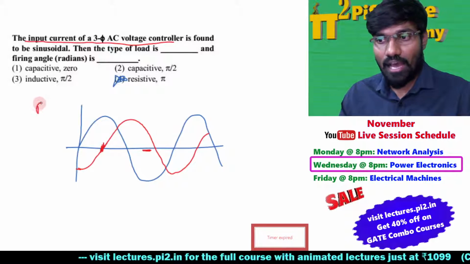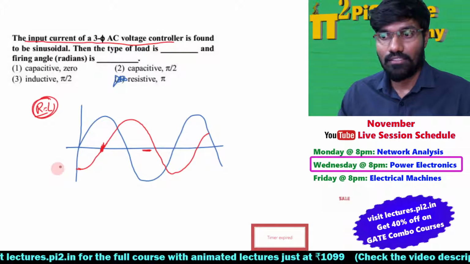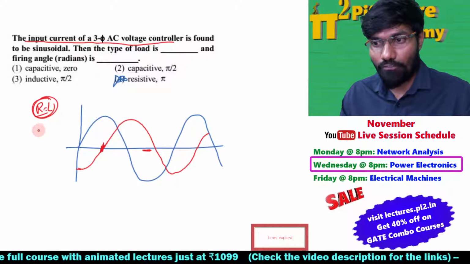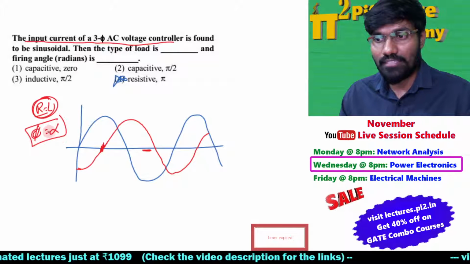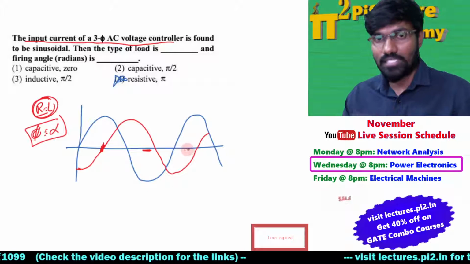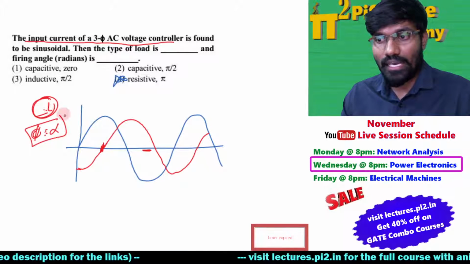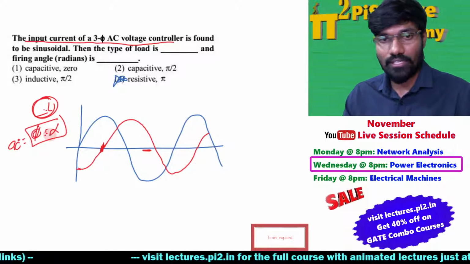If this would have been an RL circuit, you need to give the firing signal when alpha is equal to phi. At this instant you should give the firing signal, then you will get a pure sinusoidal once again. As in this case, R is 0, only L is present, so the phi value is 90 degrees, so alpha is equal to 90 degrees.